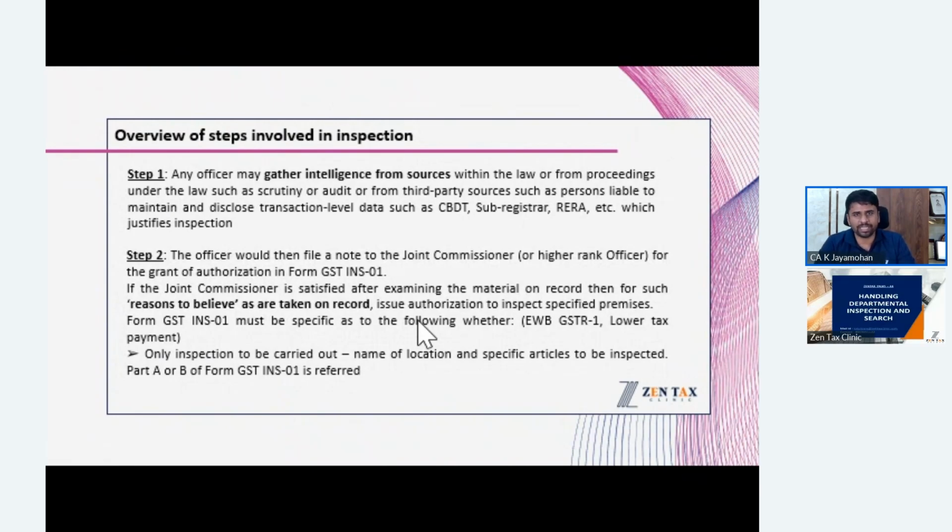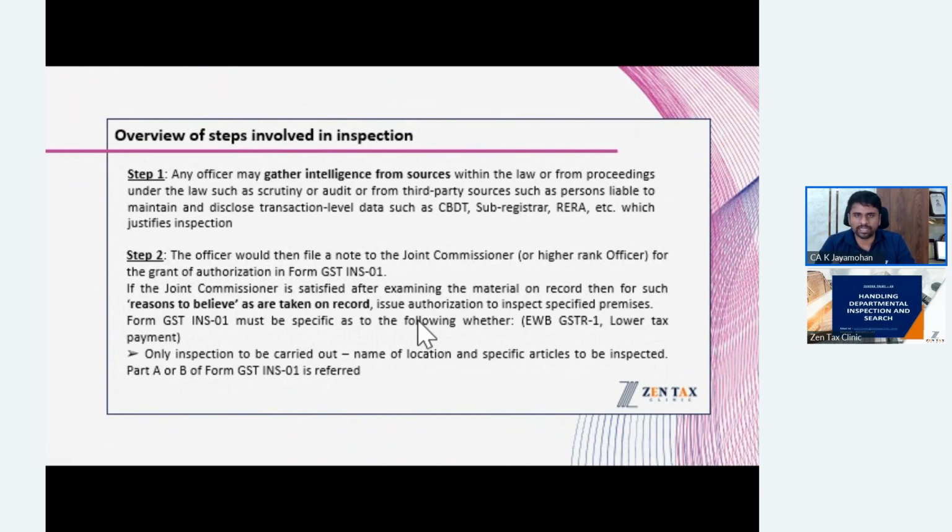Merely because I am paying lower taxes, it doesn't mean that I am doing any kind of malpractices. It might also be a situation where the business is not buoyant, it is not doing well, the industry as a whole is not doing well. So there are various dimensions which have to be looked into before considering lower payment of tax as reason to believe.